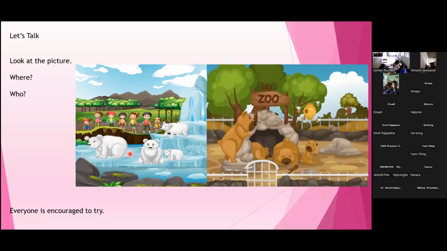So now, look at the picture and tell me, who are the characters of the story? Bears. Yes, definitely. Polar bears and bears. Very good. That's good, because now we can have a better understanding of who we are talking about. Polar bears and brown bears. Very good. Who else are the characters of the story?